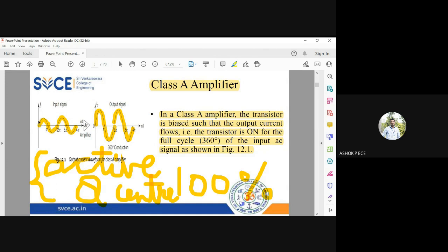Once it conducts for one full cycle of input, the next cycle of the input comes, again it starts conducting. So in this way, the transistor is continuously on and it keeps on amplifying your input signal. And as I told you, Class A amplifier is the only amplifier which is linear. Linear means the output waveform is proportional to the input waveform. Output and input are exactly identical except for the amplification which is happening at the output side.